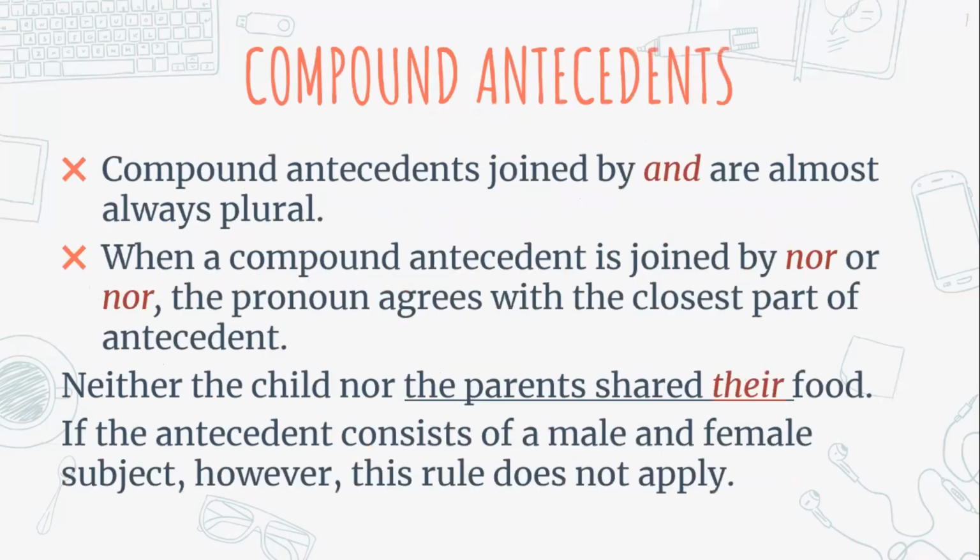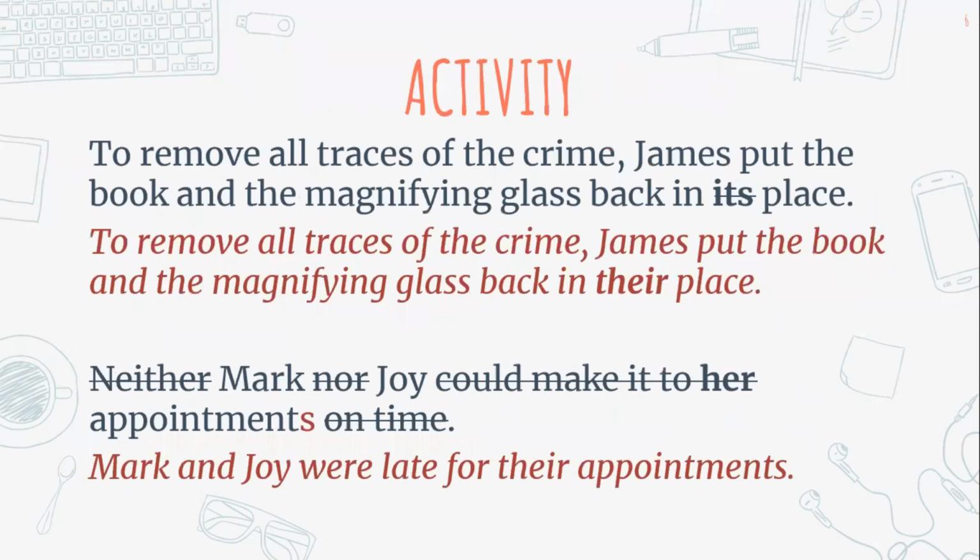So let's talk about compound antecedents, right? In the first class on parts of speech, we said that antecedents are the noun or pronoun that another pronoun is referring back to, right? So compound antecedents joined by and are almost always plural. So let's see back here. The book and the magnifying glass, again, this would use a plural pronoun, right? So the antecedents are the book and the magnifying glass, right?